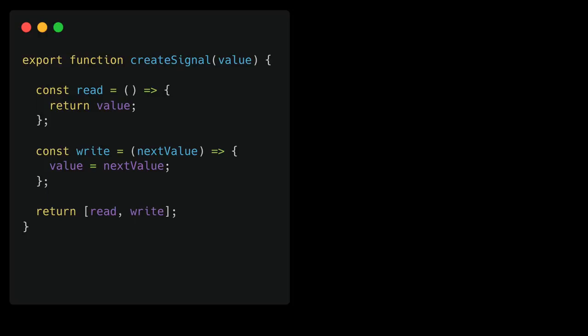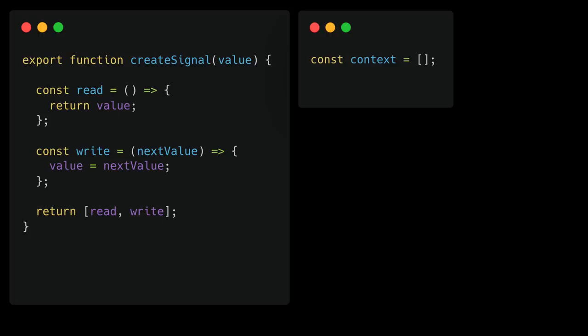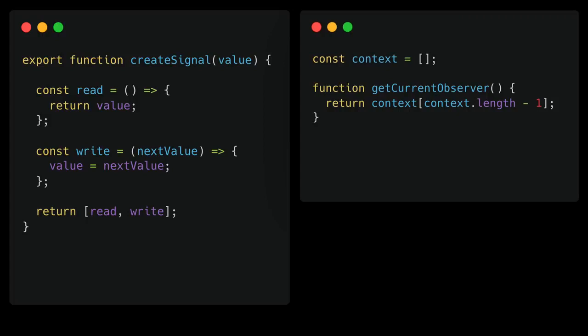At the most basic level, createSignal lets us read and write to a value. But in order for reactivity to work, we need a way to keep track of any effect that observes this signal. We'll maintain a global stack called context, which will let us keep track of whatever effect is currently running. A getCurrentObserver function will just return the top of the stack. Then we make sure this context is kept up to date.